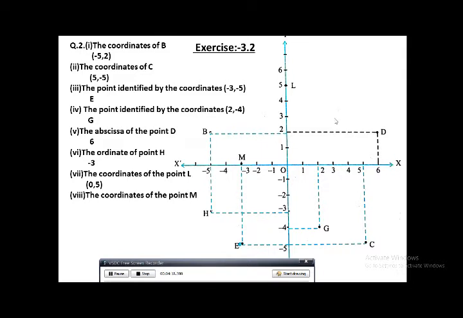Clear? Now the coordinates of point M. This one is point M. Students, again see, it will be represented in the form x comma y. What is x? x is minus 3 here. So x is minus 3 and y will be 0 because this point lies on the x-axis. On the x-axis y is 0, on the y-axis x is 0. So the coordinates will be minus 3 comma 0. Is it clear?